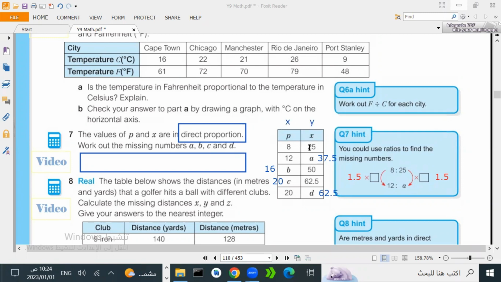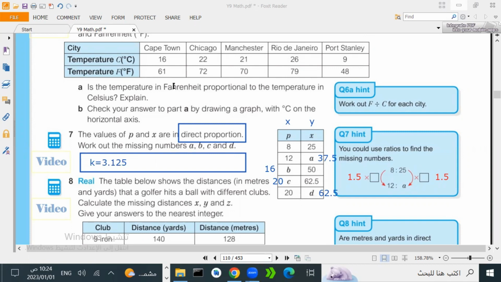So we're going to divide the y by the x. So 25 divided by 8 using a calculator. 25 divided by 8 equals 3.125. So my constant is what? Which is k equals 3.125. Now, I can use k to find the values of the other numbers.